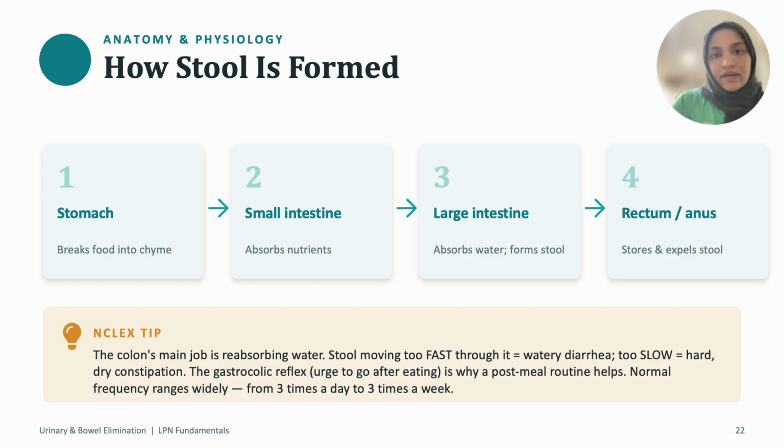So here's the key idea, right? The colon's job is water reabsorption. If stool races through too fast, there's no time to absorb water and you get diarrhea. Too slow and it gets hard and dry, which is constipation. And normal is a wide range, anywhere from 3 times a day to 3 times a week. It can be perfectly normal.